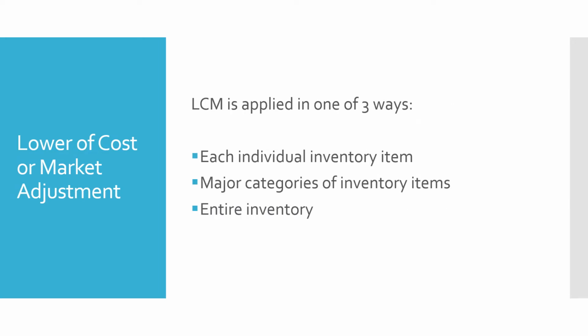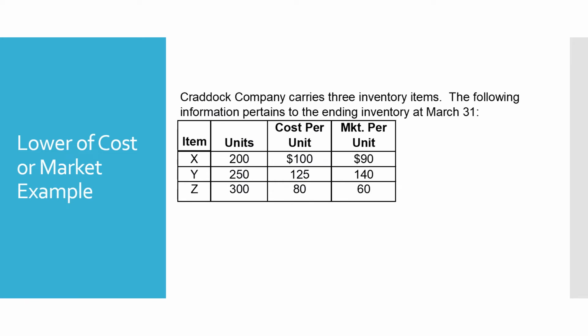So lower of cost or market can be applied in one of three ways. You can apply it to each individual inventory item, to major categories of inventory items, or to the entire inventory. So in my example, we're going to apply it to each individual inventory item. So our example here is that Craddock Company carries three inventory items, X, Y, and Z, and the following information pertains to the ending inventory at March 31. So we have the number of units on hand of each of the three products, we have the cost per unit, and then we have the market value per unit.